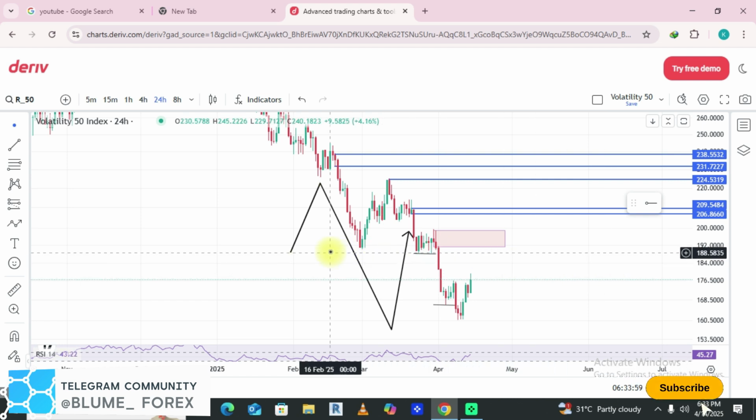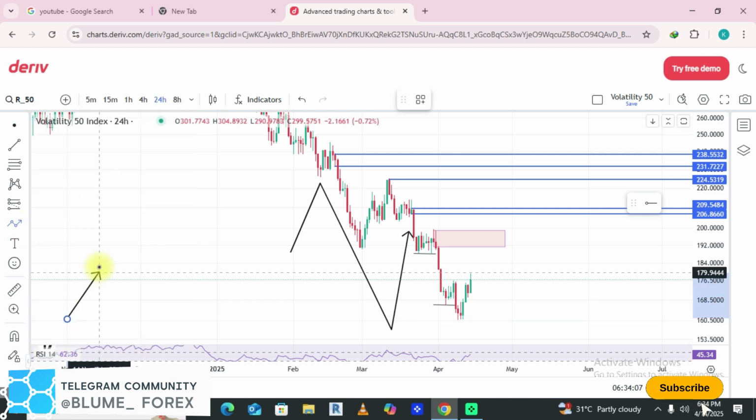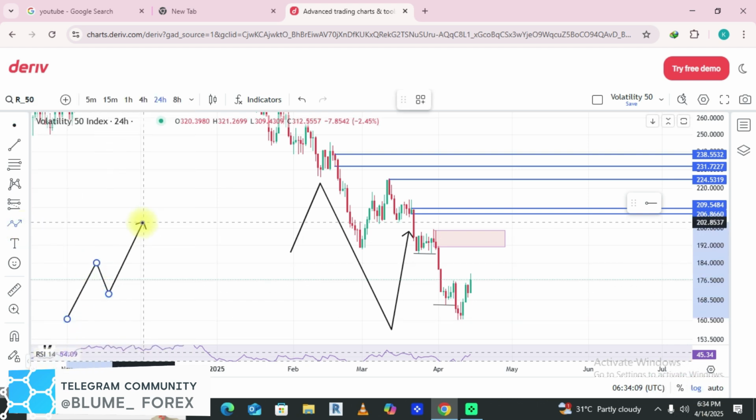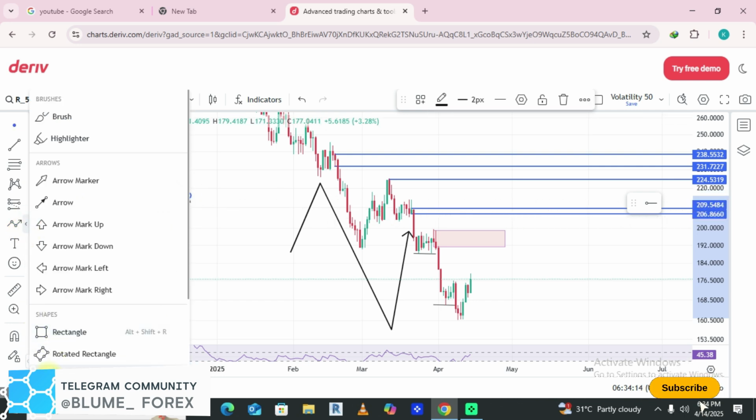And then one takeaway about the break of structure is that we break structure on the right side of the market, on the intended direction of the market. So if the market is pushing to the upside, we'll be breaking structure to the upside. If the market is pushing to the downside, we'll be breaking structure to the downside.